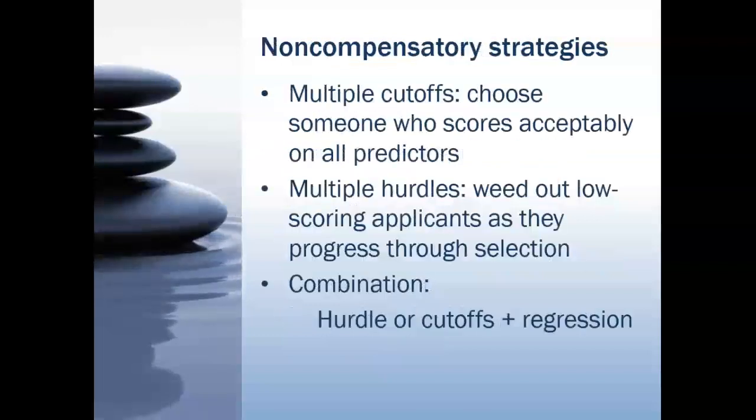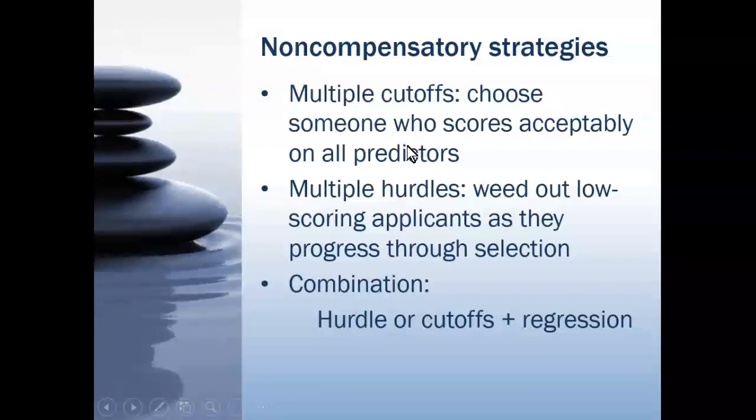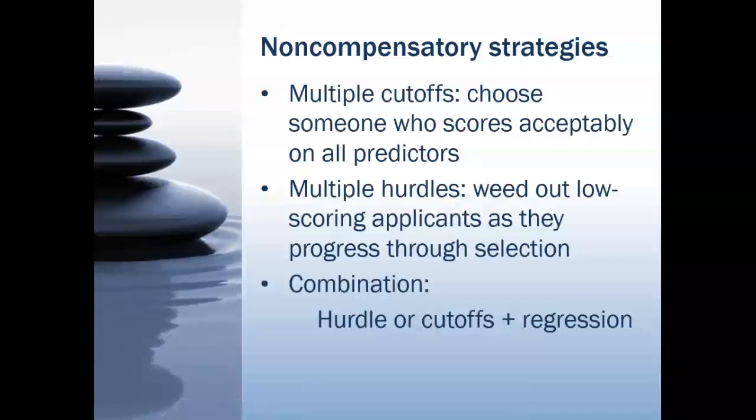Now, let's move on to non-compensatory strategies. These are decision rules that are based on minimizing deal breakers. So the multiple cutoff approach, class, has you choose candidates who score above your acceptable minimum on all of your predictors. So you work out the minimum that an employee must have on all your KSAOs, and set the scores accordingly. On the other hand, the multiple hurdle approach is the same thing, but one step at a time. You weed out candidates slowly as they progress through selection.